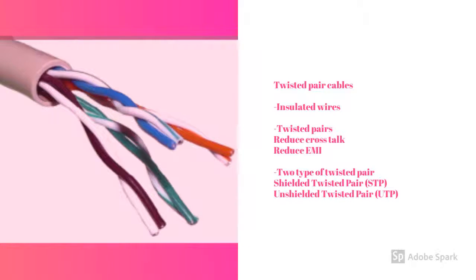Electromagnetic interference is when there is an electrical interference from an external source, such as a strong electrical current from a welder or even lightning. There are two versions of twisted pair cable: shielded twisted pair, called STP, and unshielded twisted pair, which is UTP.